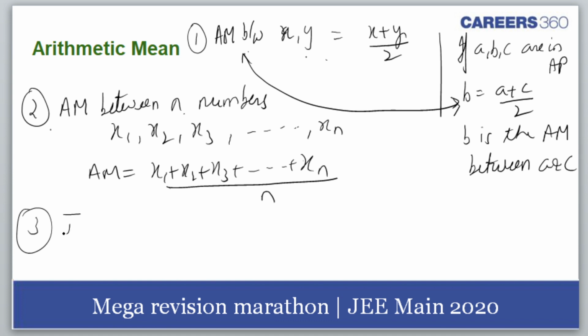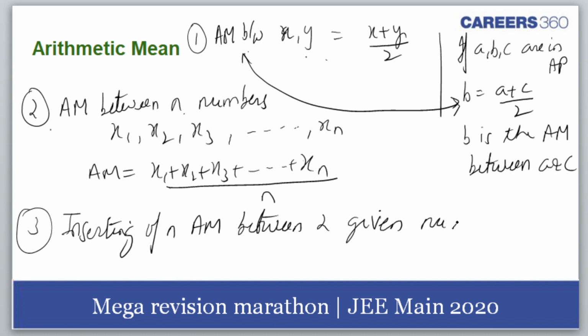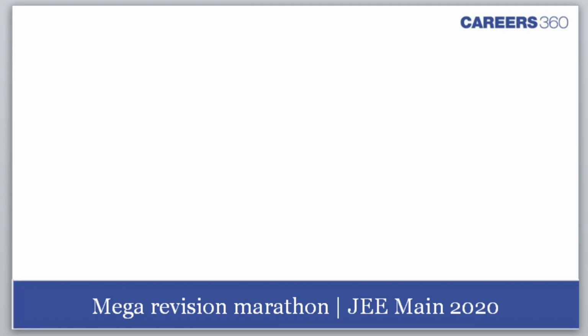So the third part would be inserting n arithmetic means between two given numbers. We are finishing with arithmetic progression. Two given numbers are A and B, and we want to insert n arithmetic means between them. So how do we do that? First of all, what is the meaning of inserting arithmetic means? Arithmetic means, let's say, are numbers A1, A2, A3 and so on till An.